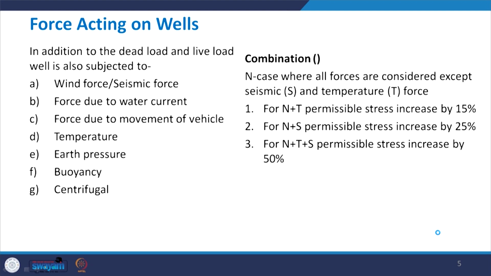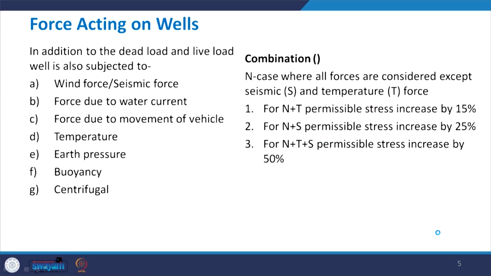So, that means normally, out of wind or seismic force, only one of them needs to be considered. If you are considering the wind force, then seismic force will not be considered. If seismic force is considered, then wind force will not be considered. You may be already aware of this aspect.